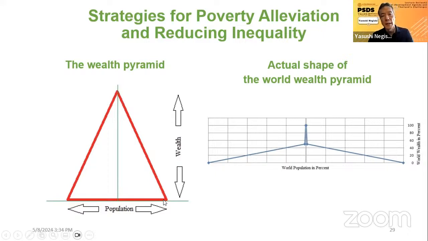The poorest person will come here, and we plot his asset number here, and the number 99 person will be here, and plot his asset size. Then we can come up with such a triangle shape, a pyramid shape, by such allocation or positioning of the people. And this is the pyramid of the world.